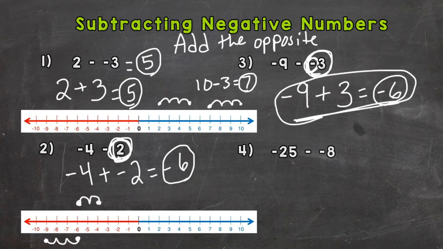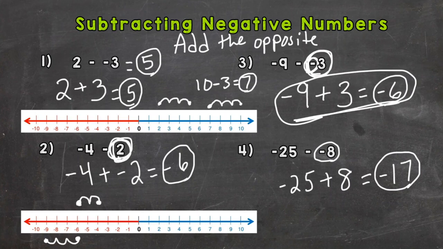So number 4, we have negative 25. Change to addition, and change the negative 8 to the opposite, which would give us a positive 8. Add the opposite. So negative 25 plus that positive 8 gives us a negative 17.